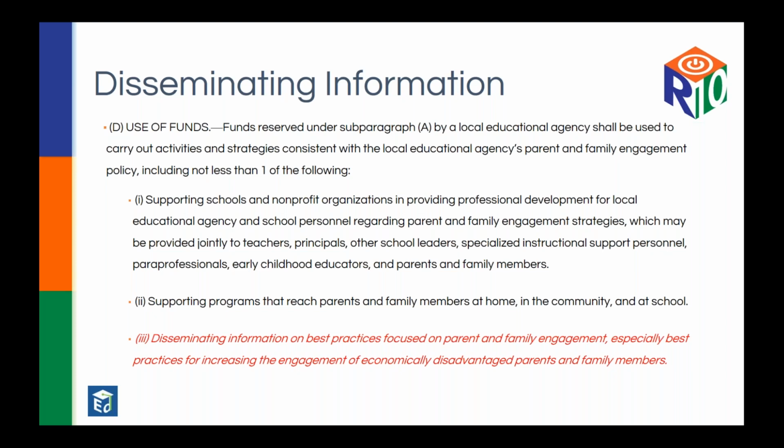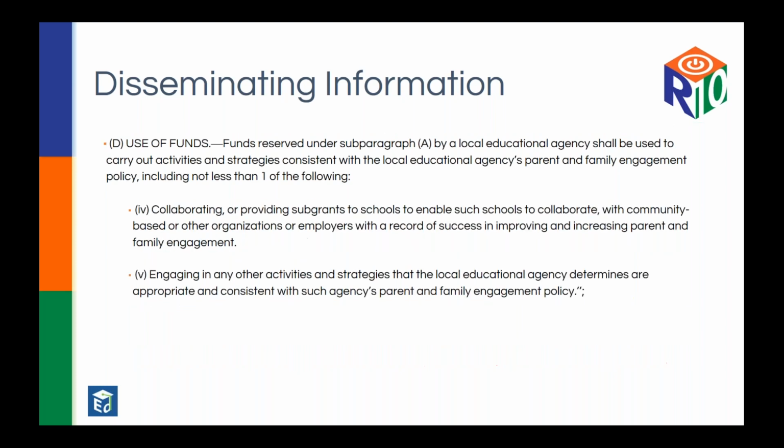And according to statute, you have to use funding to cover one of 5 things. There's one of 5 that you should at least be doing. Here's 4 and 5. Collaborate or provide subgrants to schools to enable such schools to collaborate with community-based or other organizations to record the success of improving and increasing parent and family engagement.